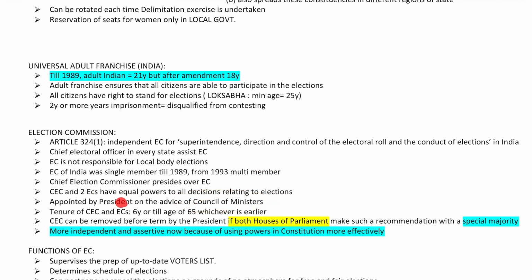Tenure of the Chief Election Commissioner and Election Commissioners is 6 years or till the age of 65, whichever is earlier. The Chief Election Commissioner can be removed before the term by the President if both houses of Parliament make such a recommendation with a special majority. Special majority is basically two-thirds of those present and voting and more than half of the total strength of the house. This body is more independent and assertive now because of using the powers of the constitution more effectively.